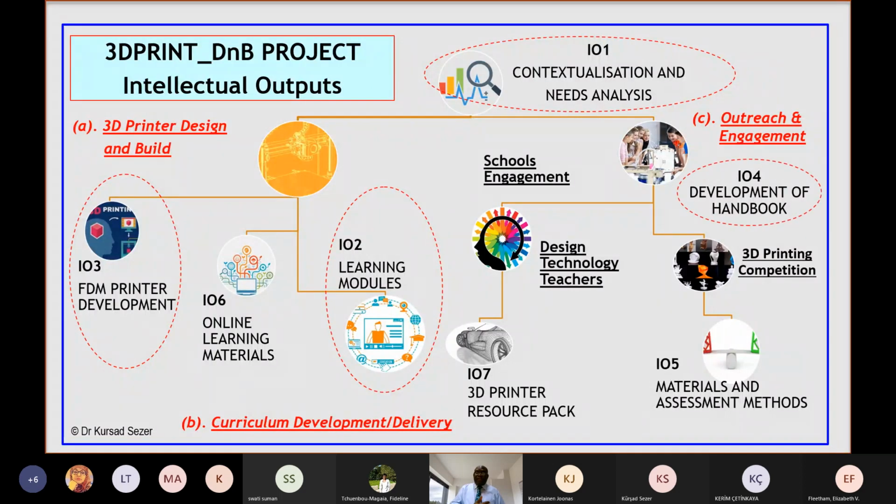Intellectual output number 4, to be presented by Gazi University, is the handbook and manual that will be used for the printer that is developed and also for the e-learning platform. And then we go to intellectual output number 5, which is really to do with the preparation of the learning materials that is used for the module, including the assessment methods for the school's competition. And then we'll move on to intellectual output number 6, which is, sorry, something has happened here. Not sure why I have lost control of.